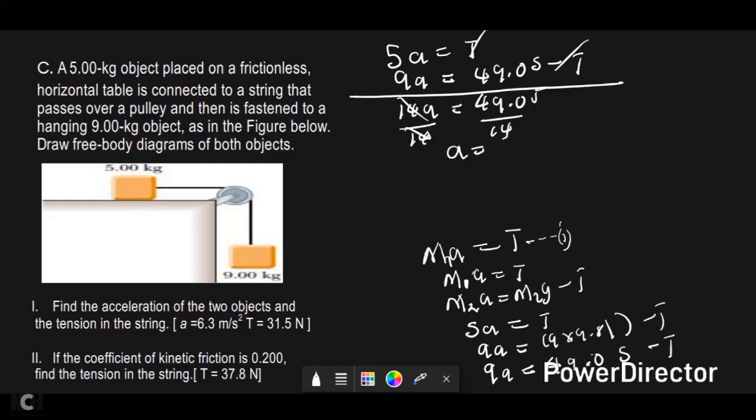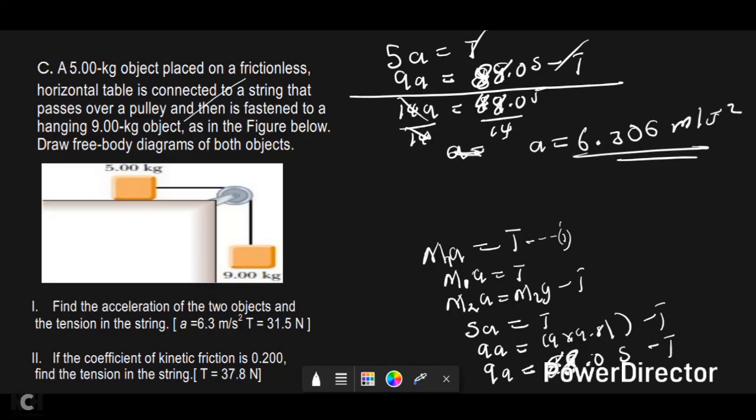Oh sorry, after you have multiplied 9 times 9.8, it's supposed to be 88.2, like that. So a is equal to 88 divided by 14, and your first answer is 6.30 meters per second squared. That's your a.